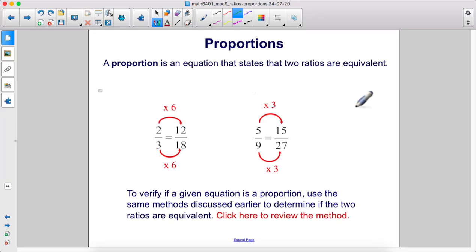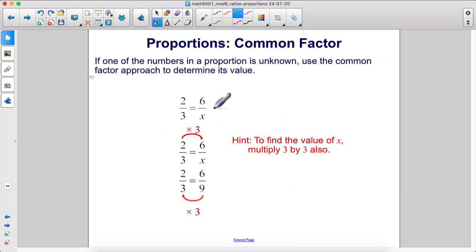Proportions. A proportion is an equation that states that two ratios are equivalent. To verify if a given equation is a proportion, use the same methods discussed earlier to determine if the two ratios are equivalent. Click here to review the method. If one of the numbers in a proportion is unknown, use the common factor approach to determine its value.